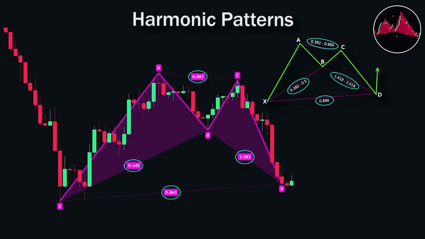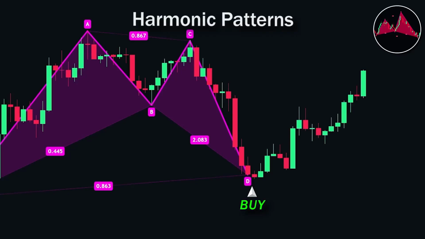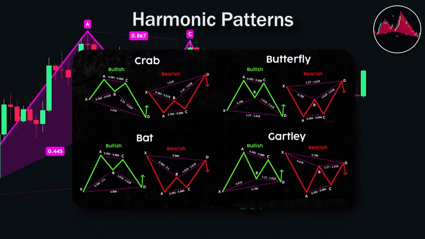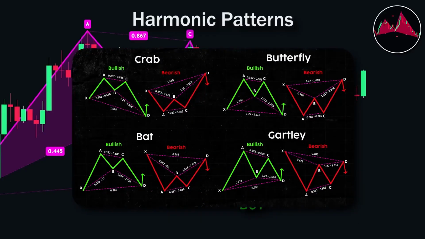If it does, then you can take a position based on the pattern that formed. There are multiple harmonic patterns that exist. Most notable are butterfly, bat, crab, and each have their own unique values.